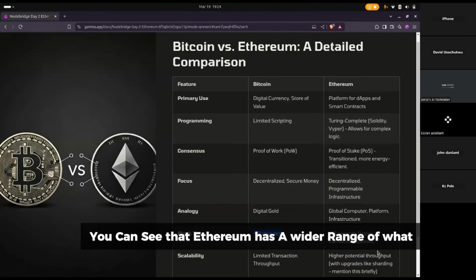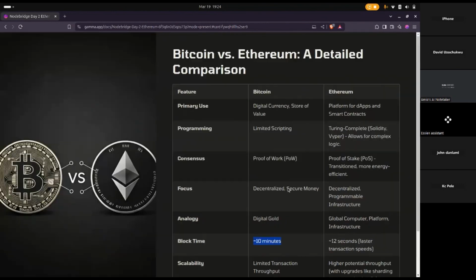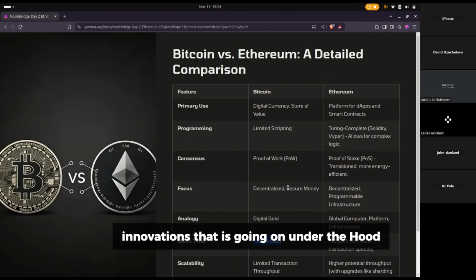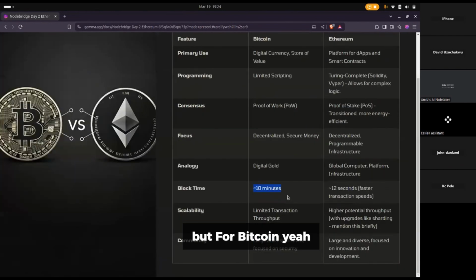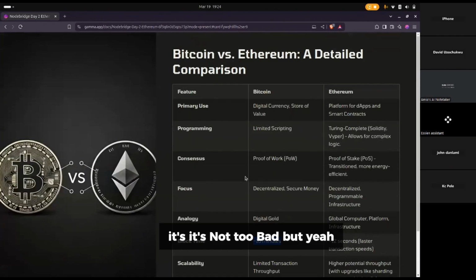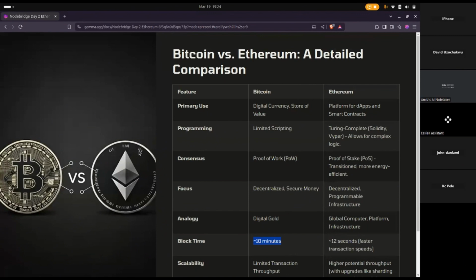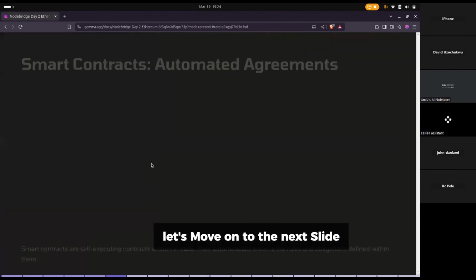You can see that Ethereum has a wider range of activities and innovations going on under the hood. But for Bitcoin, it's still not bad. But yeah, let's move on to the next slide.